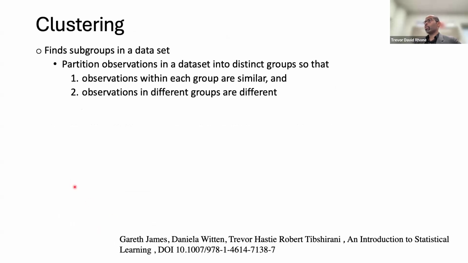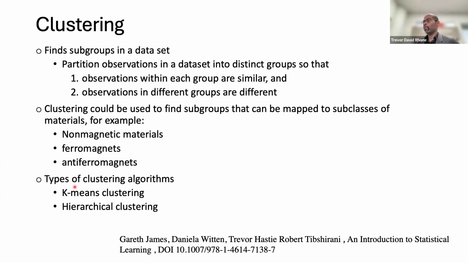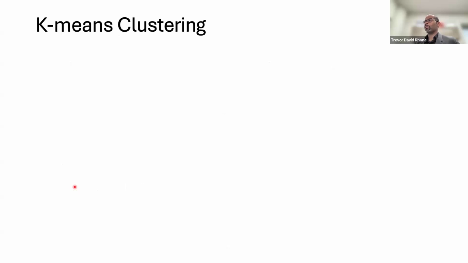So let's start with clustering. Again, you want to find some subgroups in a data set where you have some set of observations. You want the observations to be similar within a group and dissimilar between groups. For example, you can imagine having some data that you want to cluster into groups of non-magnetic materials, ferromagnets, and antiferromagnets. What we can try to do using these clustering tools, and in particular algorithms for doing that, are k-means clustering and hierarchical clustering.